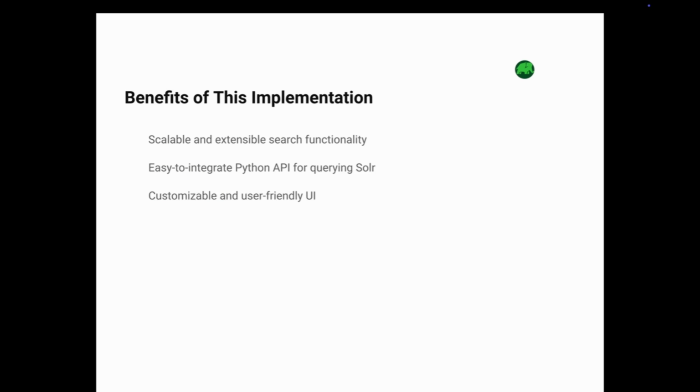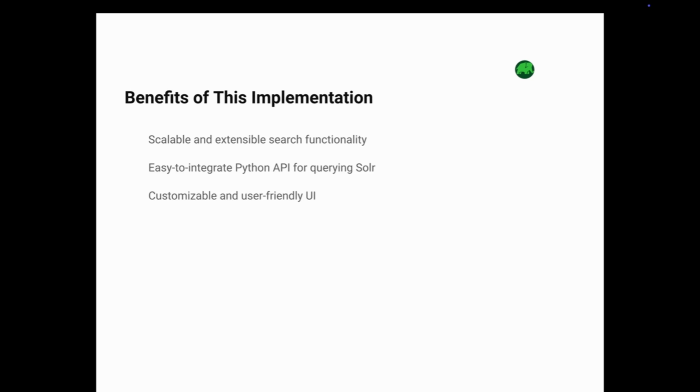Now, let us talk about the amazing benefits of implementing Apache Solr for your search functionality, especially when paired with Python. Let us dive into why this implementation could be a game changer for your project. First up is scalability and extensibility. Whether you're dealing with hundreds of records or millions, Apache Solr is designed to grow with your needs. You can easily scale your search functionality to handle more users and data without compromising on speed or accuracy.